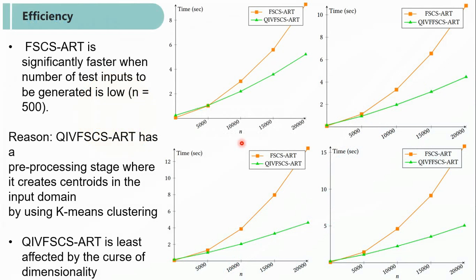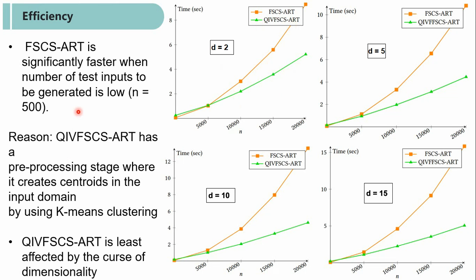In terms of efficiency, we measured the time to generate a specific number of test cases in various dimensions: 2-dimensional, 5, 10 and 15-dimensional input domains. We can see that FSCS-ART is always quadratic, and QIVFSCS-ART always takes less time to generate the test cases.